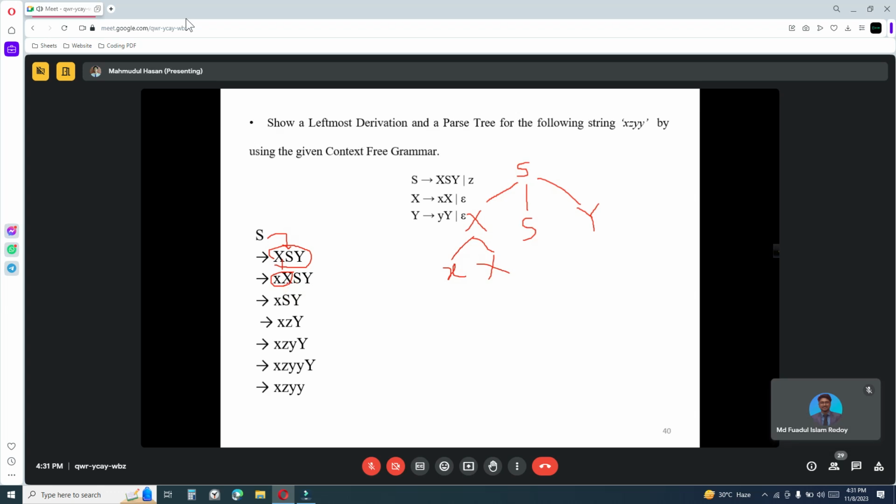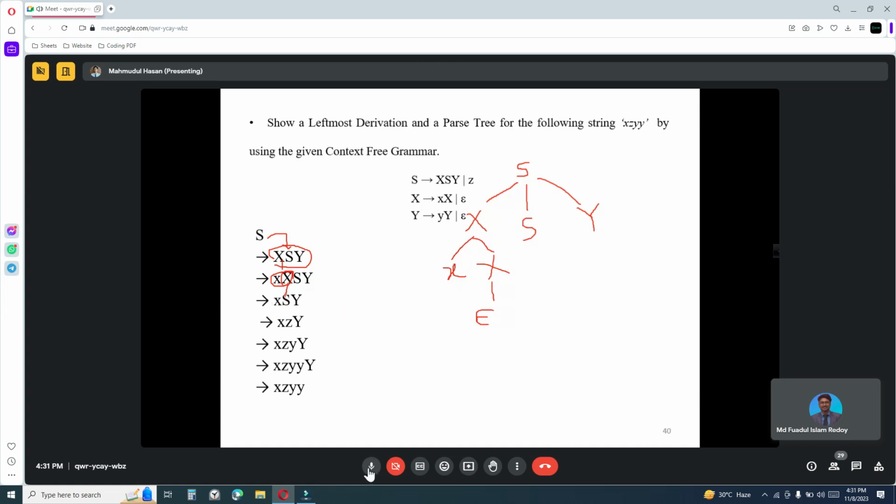Then this X to null or epsilon, is it? This X to epsilon, everyone? Yes, sir. So you need to write epsilon. Okay, I think now your concept problem is solved. Okay, so this one, done.